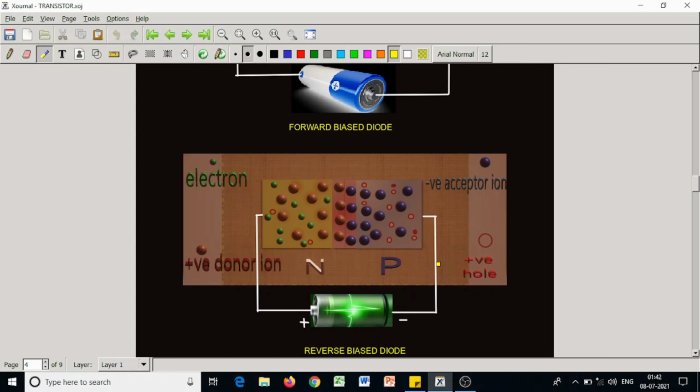That is, the negative terminal repels the minority carriers, electrons, in this direction, so a current is flowing in this direction. Again, the positive terminal repels holes in this direction, so there is a current due to holes, but the current due to the minority carriers is very small, so this is called reverse saturation current.